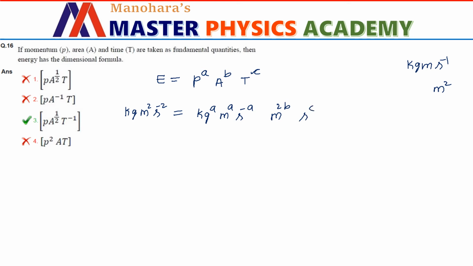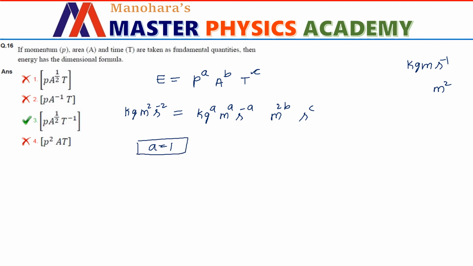Now let us compare the powers on either side. So we'll easily get the a value here, because kg is only present one time in the RHS. So if you do that, a will be equated to 1. So that is the answer for a.